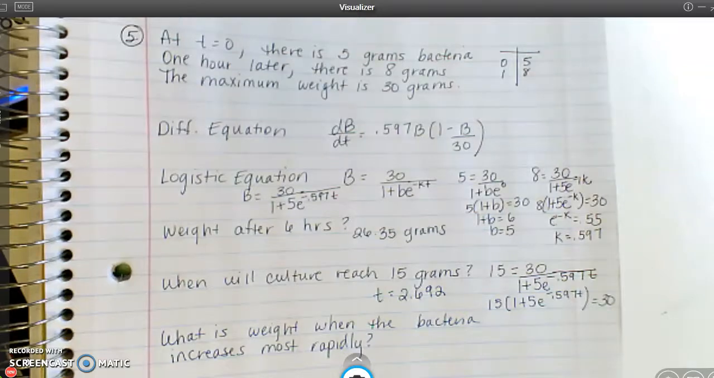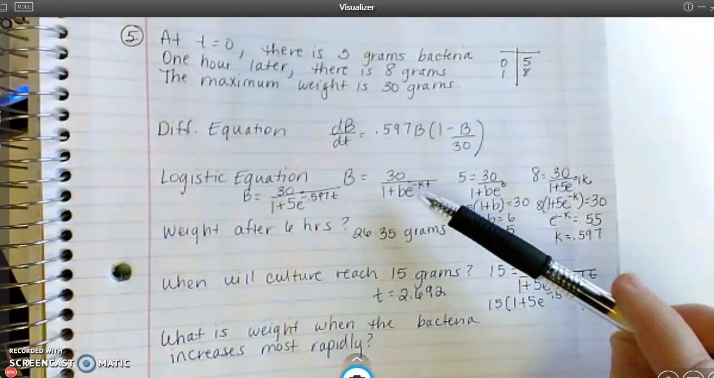Lastly, what is the weight when the bacteria increases most rapidly? I know that the bacteria increases most rapidly when you take the carrying capacity and divide by 2. We know that the carrying capacity, or the limit, is 30.